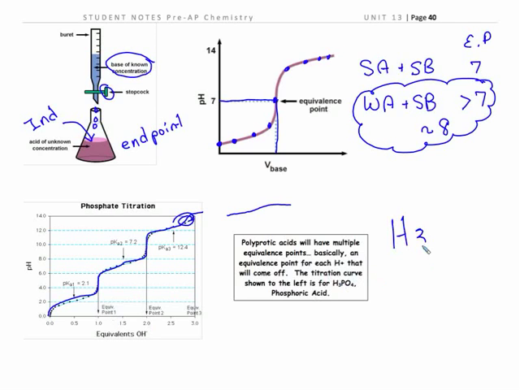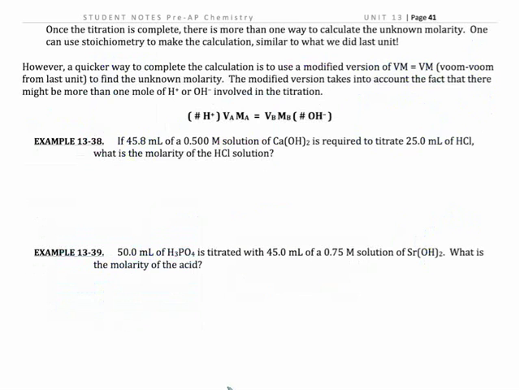But you would see for each H plus, so in H3PO4, for each H plus being neutralized, you would see that sharp rise in pH as you get the equivalence point as you neutralize.